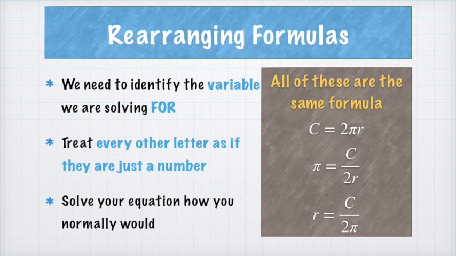Now on the right, you'll see that we have this list where all of these are the same formula. These all come from this first one, which is C is equal to 2 pi r, right here. Now, if you were to solve this for pi, you divide by 2r, because that's what's being multiplied into the pi, and you'll get the circumference over 2r, and that will give you pi. Now, if you're solving for r, the radius, then that'll equal the circumference divided by 2 pi.